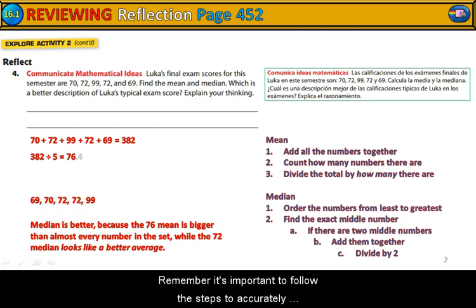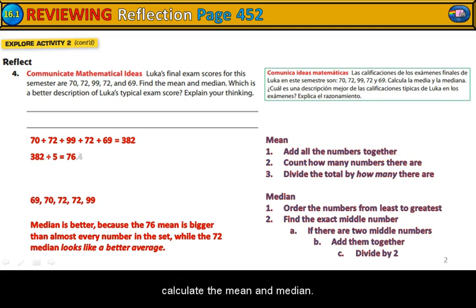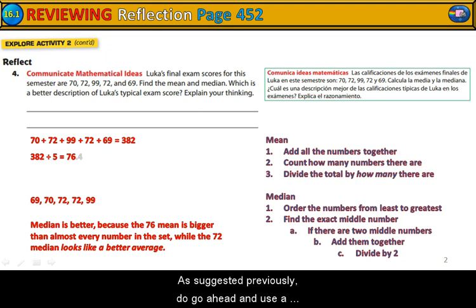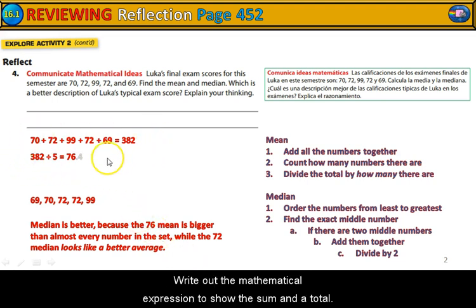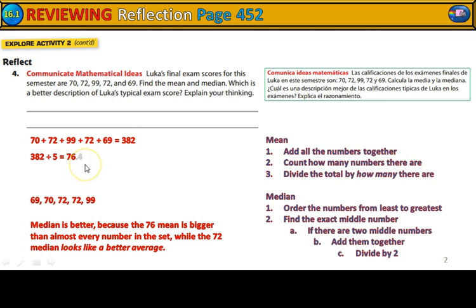Remember, it's important to follow the steps to accurately calculate the mean and median. As suggested previously, do go ahead and use a calculator for your calculations. The work required to be shown to receive full credit for homework is just like this. Write out the mathematical expression to show the sum and the total, and write the expression of the division problem, and also give me the resulting quotient. This is sufficient work, and using the calculator will help us ensure that our answers are accurate and precise.